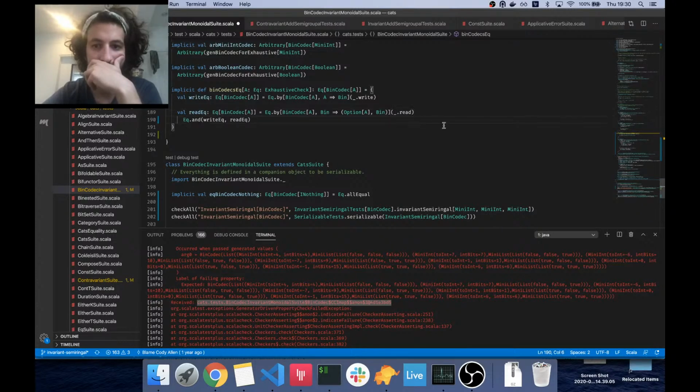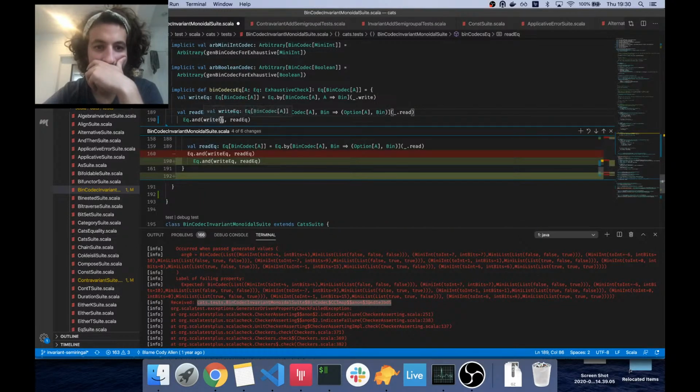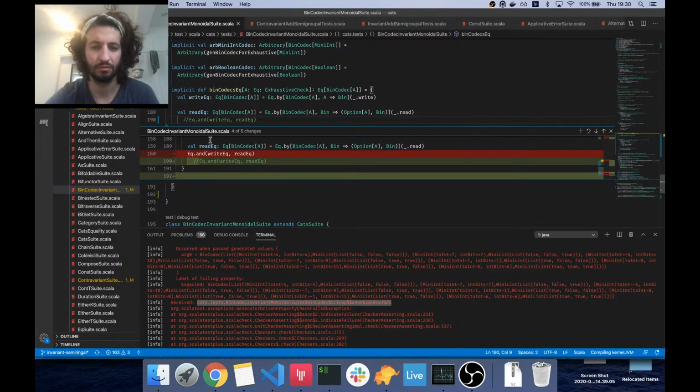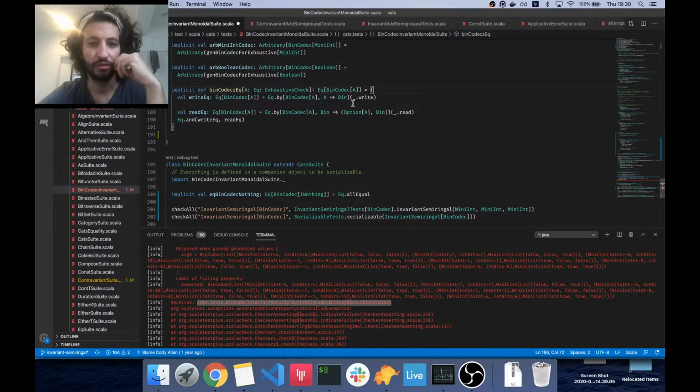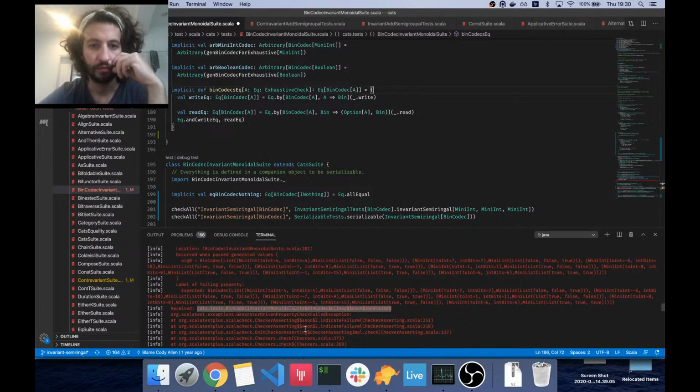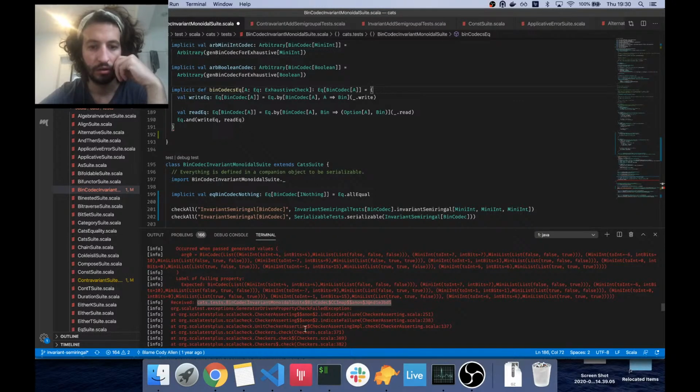Yeah, I don't understand this. EQ by read, EQ end. What is this? Wait, is this part of that expression? Oh no, I'm sorry. This is a block. I thought this was... okay. So these should be the same if they're right, and those should be the same by reading.